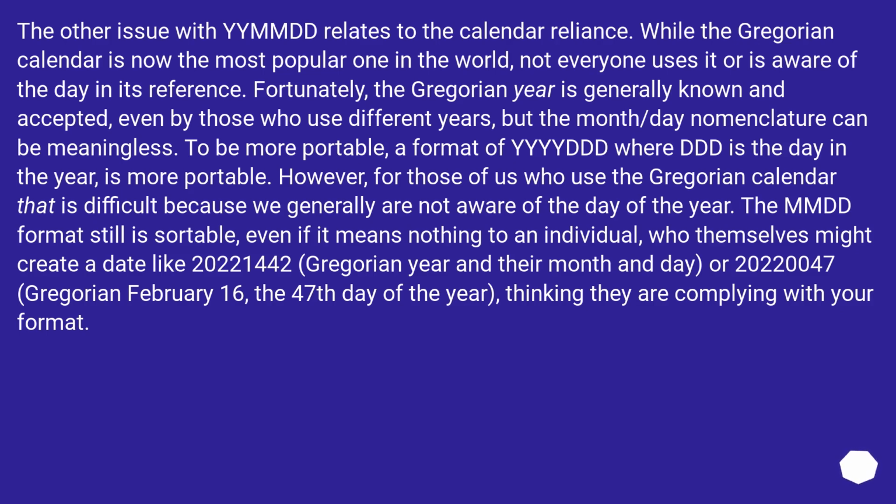The MMDD format is still sortable, even if it means nothing to an individual, who themselves might create a date like 20221442, Gregorian year and their month and day, or 20220047, Gregorian February 16th, the 47th day of the year, thinking they are complying with your format.